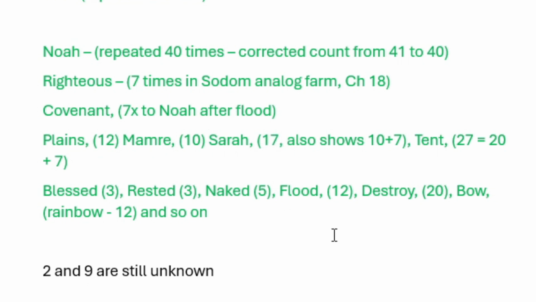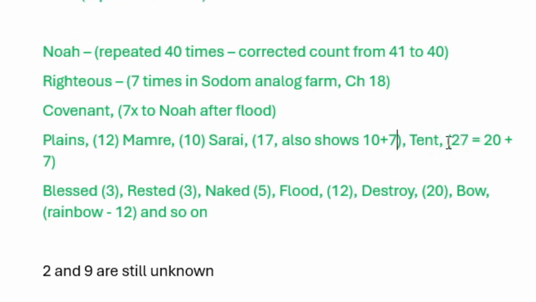Sarah, I've got that wrong. Sarai. Sarai is 17 times. Which also shows, what is that right there? It's also showing us a 10 plus 7. So they're showing us that they can now combine the numbers. You don't just have a 10 and a 7 to use, but if you took a 10 and a 7 and added them together, you've got a 17.